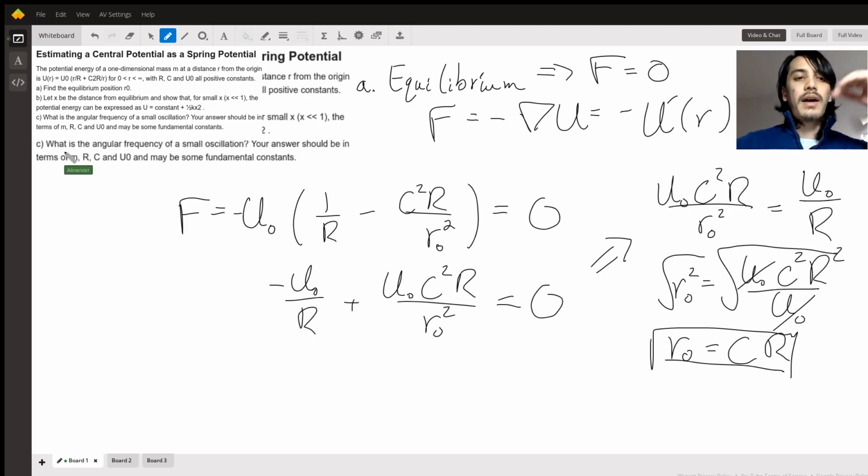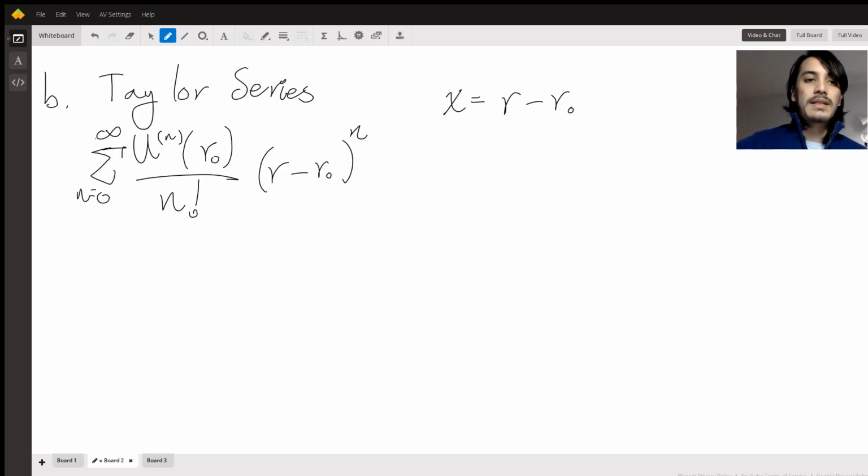Next, we want to show that if x is the distance from equilibrium, then for a small x, where x is much, much less than 1, the potential energy can be expressed as U equals a constant plus 1/2 k x squared. So the way that we usually get estimates for these sorts of things is to write it out as a Taylor series. And here we're going to choose a Taylor series of U centered around our equilibrium position r naught.